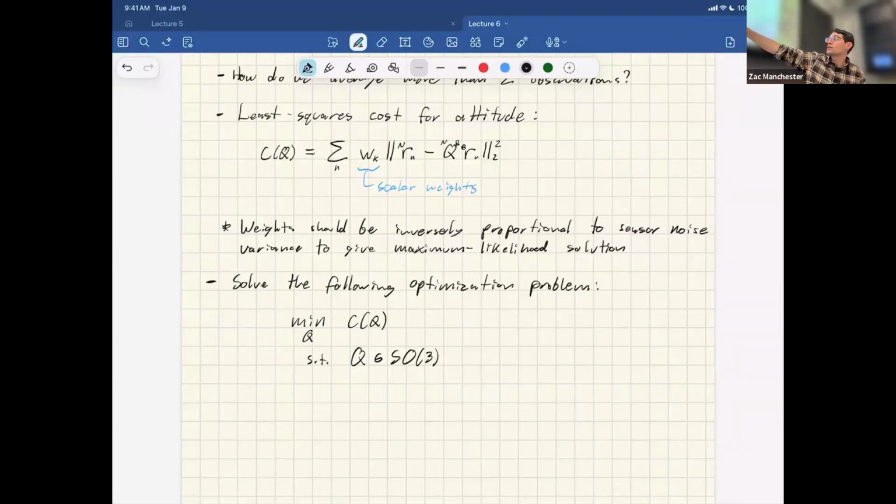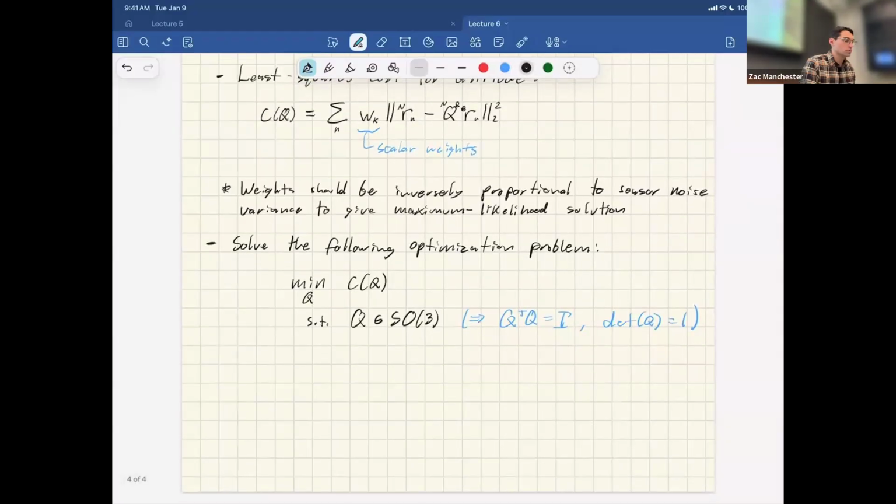So this is fancy math notation. Q is an element, that's this weird little squiggly E thing, of the SO3 group. So another way of writing that is equivalently, as we've seen, Q transpose Q equals I and determinant Q equals 1. So this is just shorthand for this.